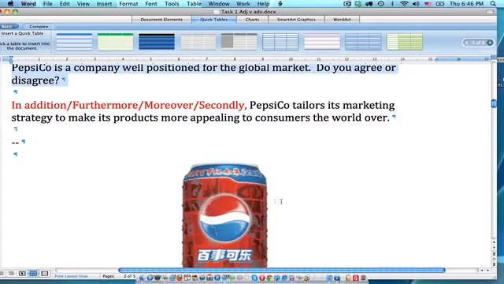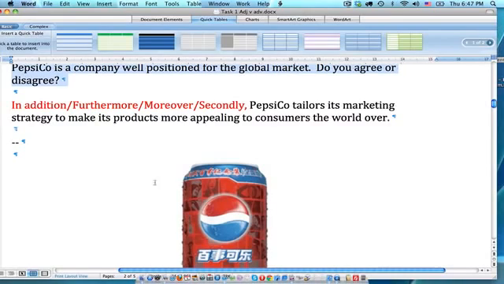So Pepsi traditionally was very heavy on the blue color. In a lot of Western countries it was a blue product, so the can was blue and its marketing was very blue. And in China they altered that to more fit with the Chinese market. So just to give you some background on where we're going with this paragraph.